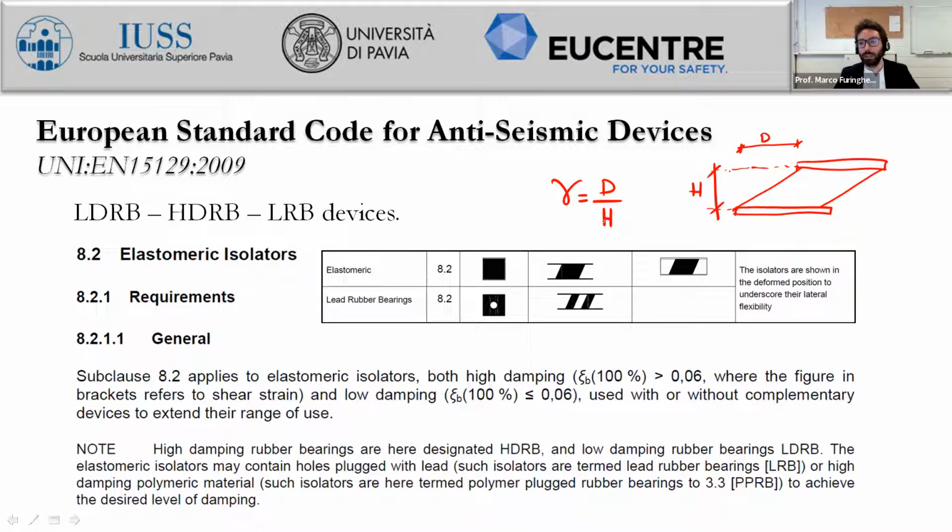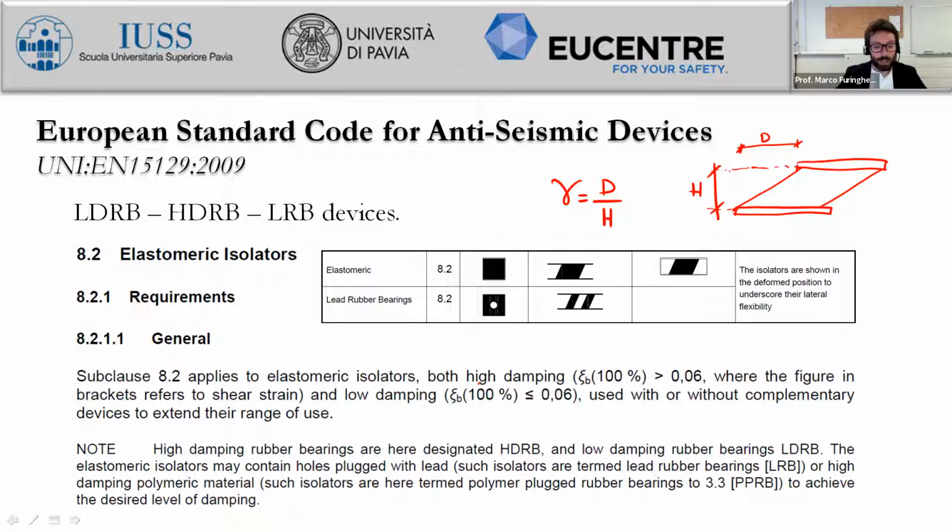Specifically, the height should be just the summation of all the thicknesses of the rubber layers, without the steel stiffening sheets. But actually, their values are very similar. So the standard code says that we have high damping if the damping ratio is higher than 6%, but generally 10% damping can also be considered low damping. And we have low damping if the damping ratio is lower than 6%.